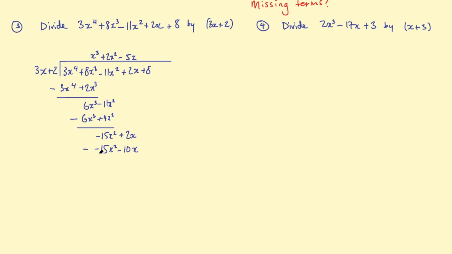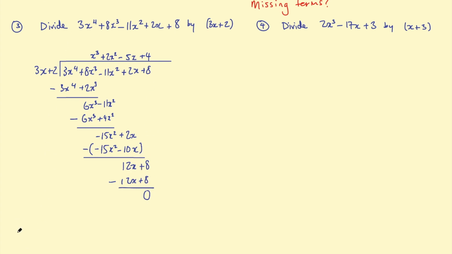Subtract these. Now, when you have lots of negatives, I would generally suggest putting brackets around that just so you don't get too confused. That's negative 15x squared plus 15x squared is 0, and then plus 2x take negative 10x is 2x plus 10x is 12x. Carry down the plus 8. Then 12x divided by 3x is plus 4. Plus 4 times 3x plus 2 is 12x plus 8. Subtract these. We have a 0 in our constants column, and that means we're done.